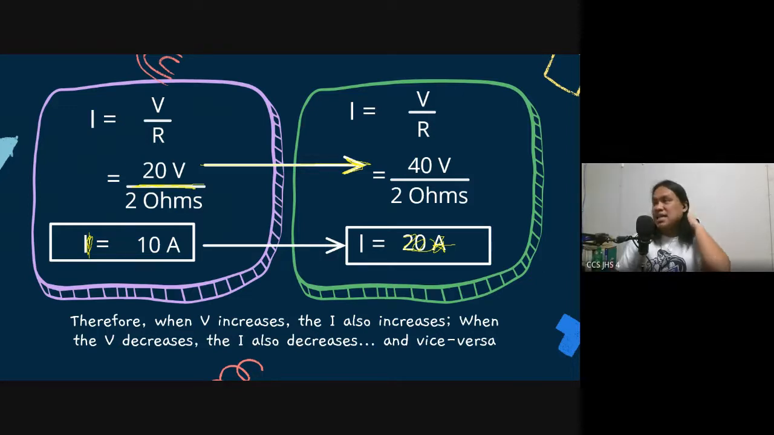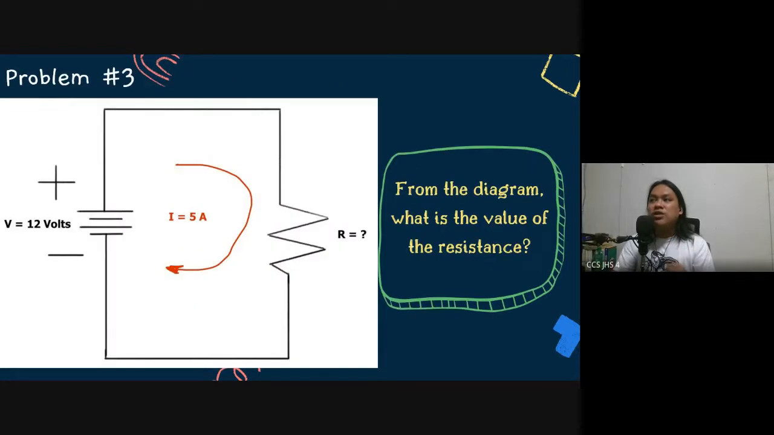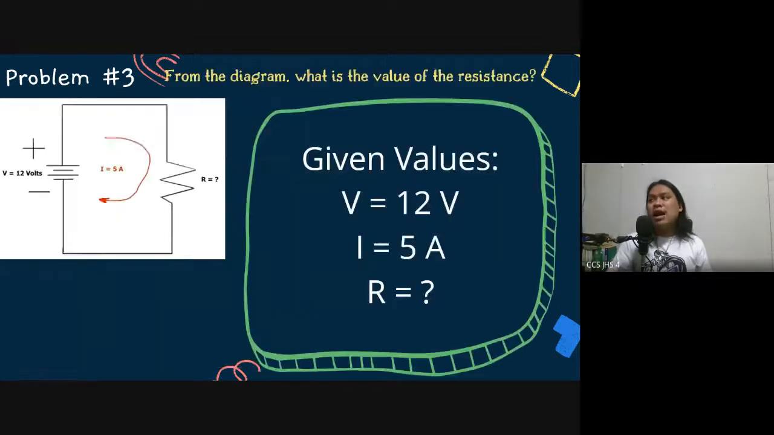Now, we're not yet done proving if Ohm's law is correct. This time, let us prove if the second statement of Ohm's law is correct, which is current is inversely proportional with our resistance. So let us try to solve another problem to prove whether the second statement of Ohm's law is correct. This time we have another circuit diagram. The value for our voltage is 12 volts. Then the value for our current is 5 amperes, or 5 amps. We are being asked to look for the value of our resistance. So here are our given.